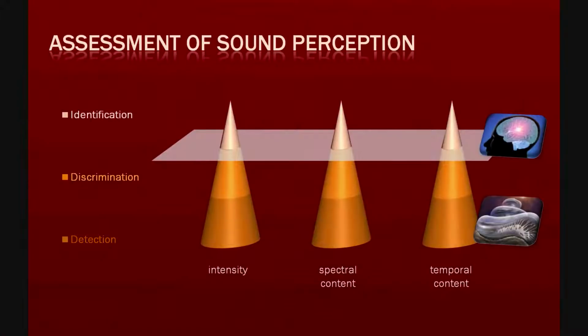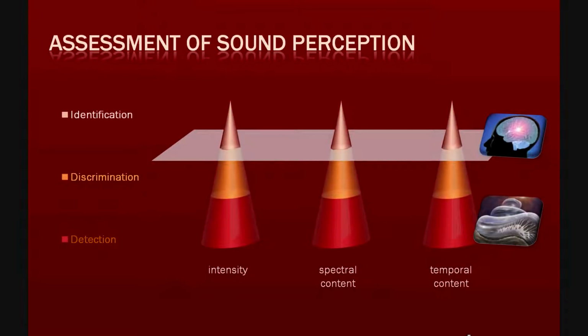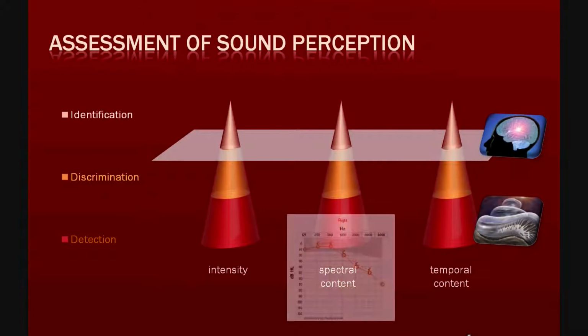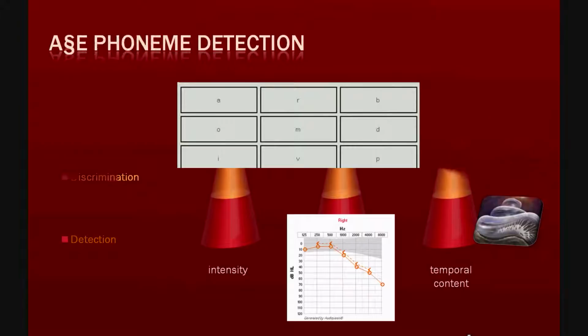The ACE phoneme detection test is a detection task for the aided or unaided cochlea. As explained in the overall ACE rationale video, detection is best assessed by routine audiometry. In free field condition, narrowband noises or warble tones should be used.